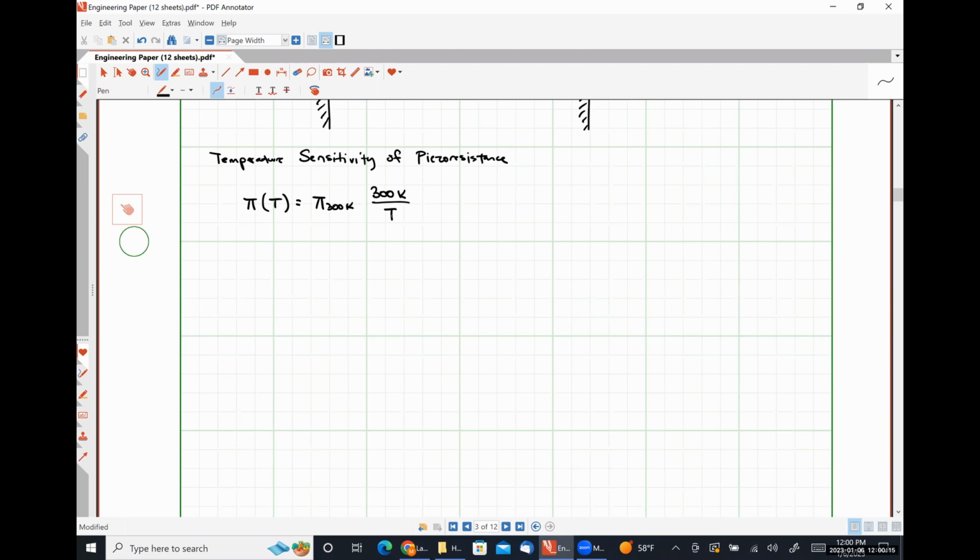So effectively, what we should see is that as temperature increases, our piezoresistive coefficient decreases. As temperature decreases, our piezoresistive coefficient increases. And it's an inverse of a linear relationship here.